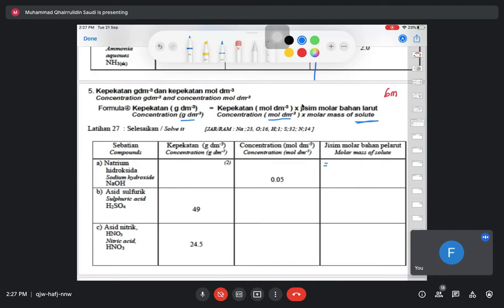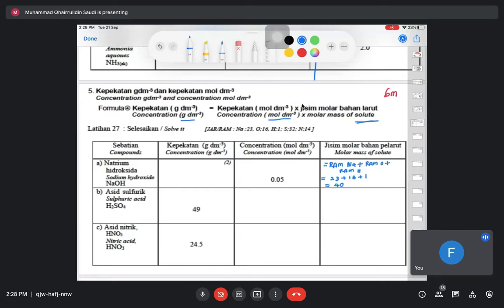Who knows how we calculate this? Yes, good. Total of the relative atomic mass. So relative atomic mass for Na plus relative atomic mass for O plus relative atomic mass for hydrogen. 23 plus 16 plus 1, it will be 40.